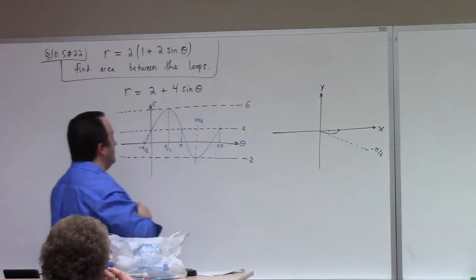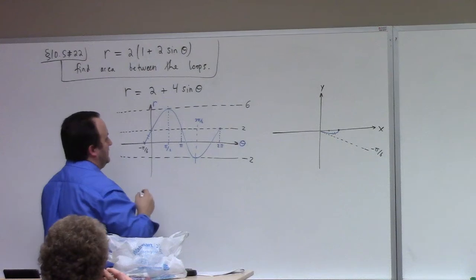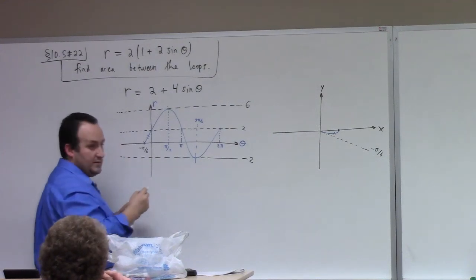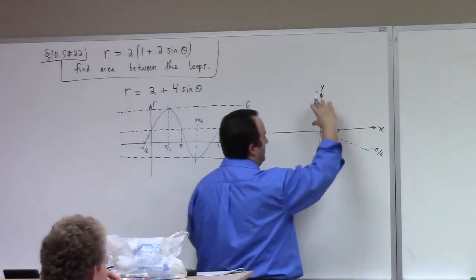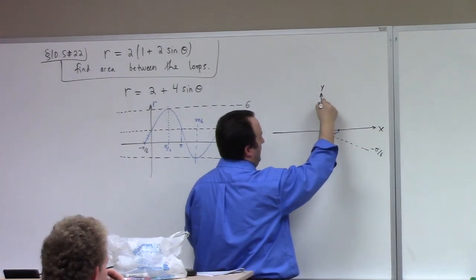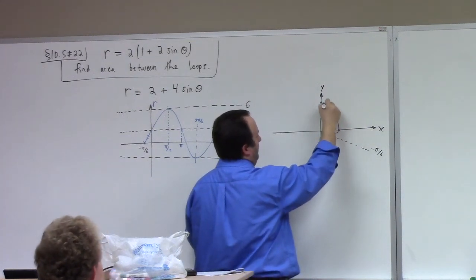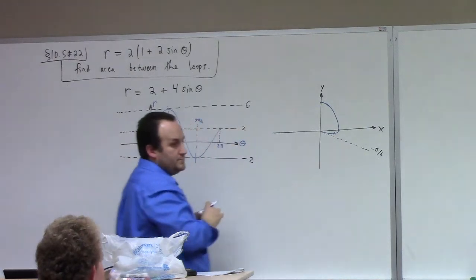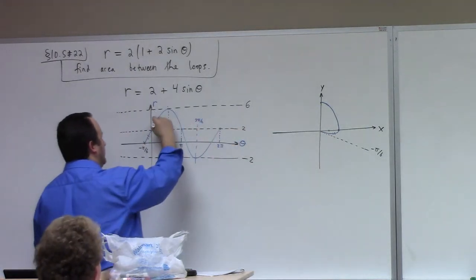And then, let's see here. When we get to pi over 2, we're at radius 6, right? So it's like out here somewhere. Let me call that.